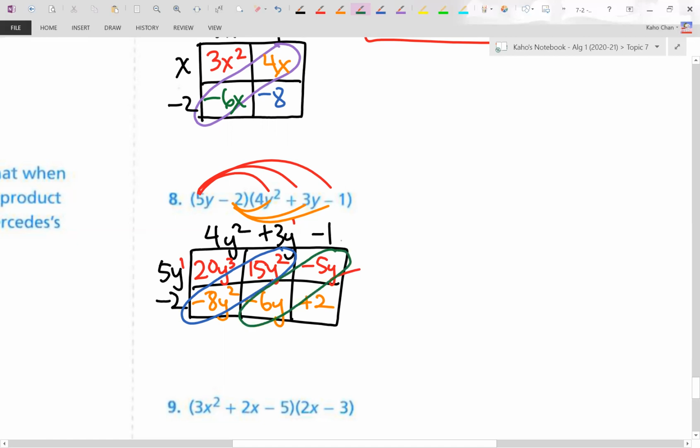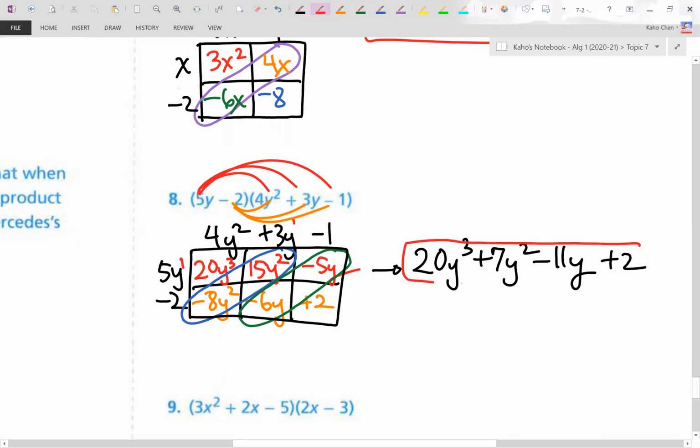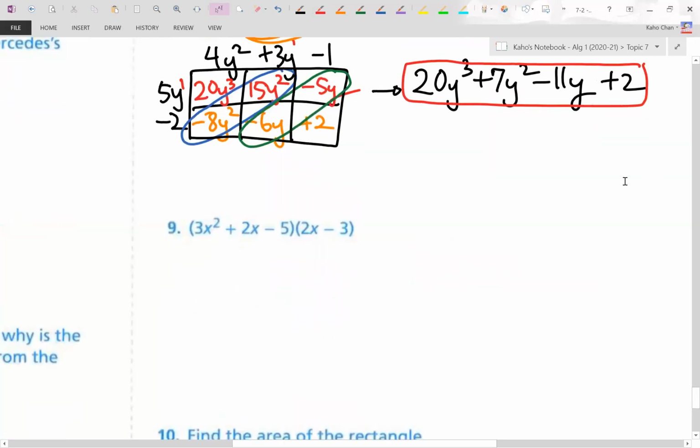Right there. Okay. Let's give my final answer. 20y to the third stays the same. Negative 8 plus 15 is plus 7y squared. Negative 6 minus 5 is negative 11y and plus 2. Yay. Wow. A lot of multiplication.